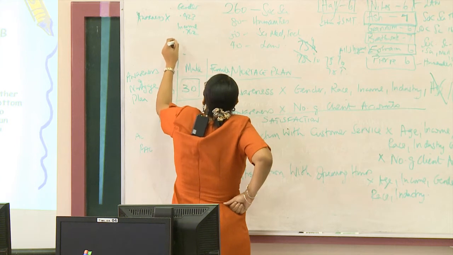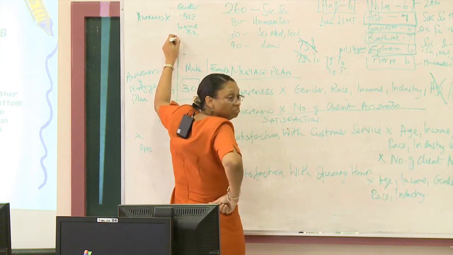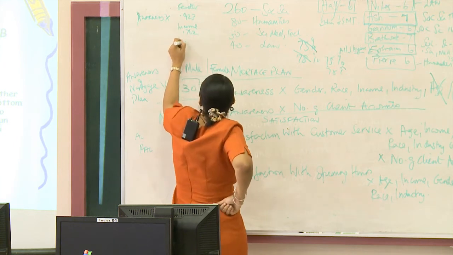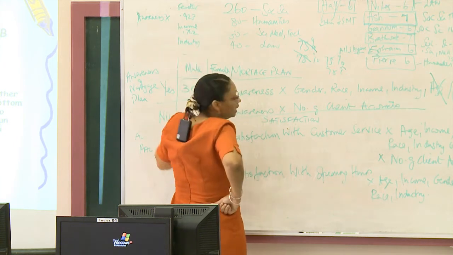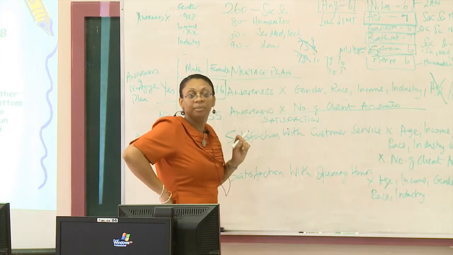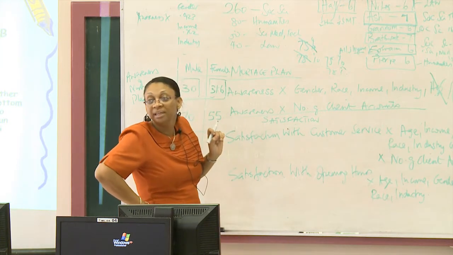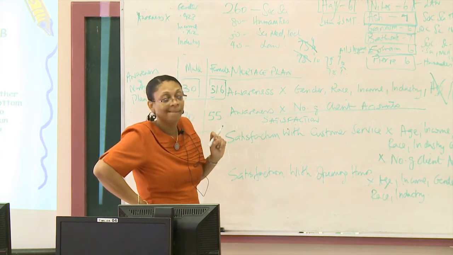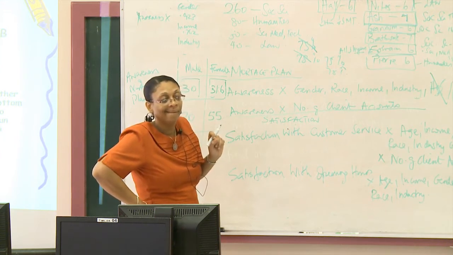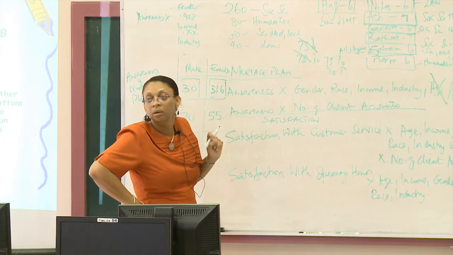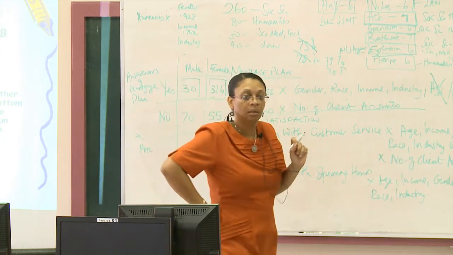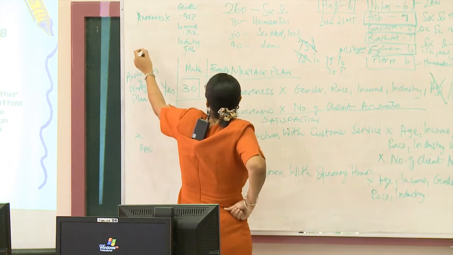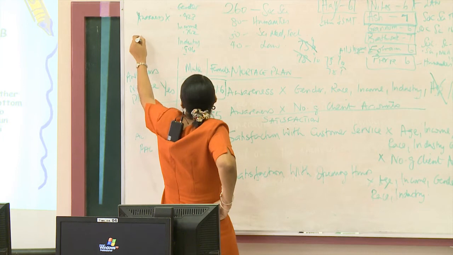Anybody else? Y'all did industry? Or age cat? Remember, you can't run age. Age is a ratio variable. You're only running nominals by nominals here. What did you find with the industry? 0.906. Anything else? Employment, yeah.